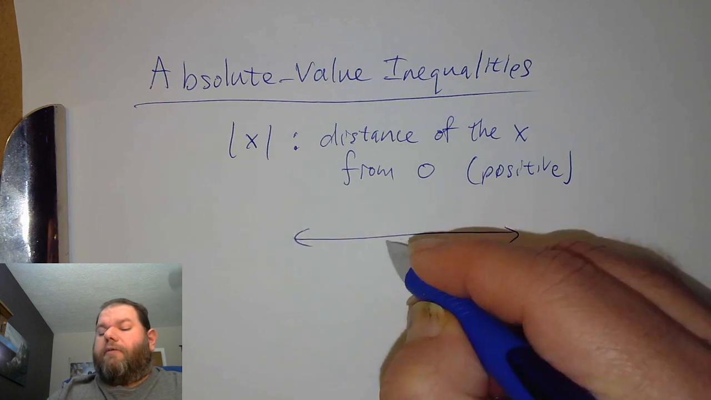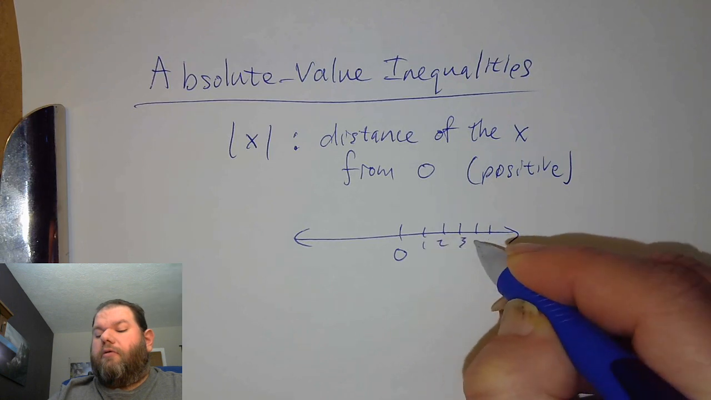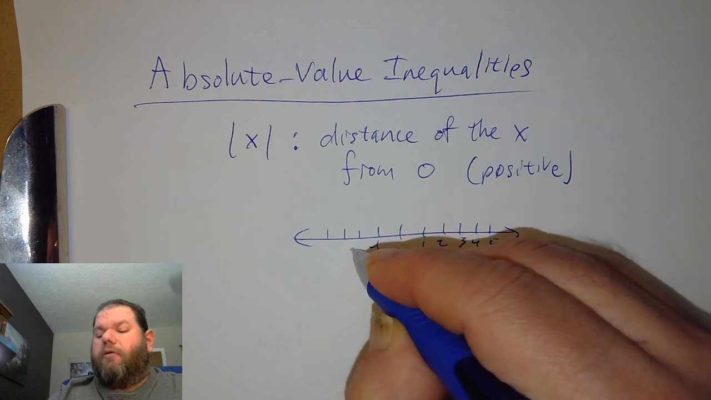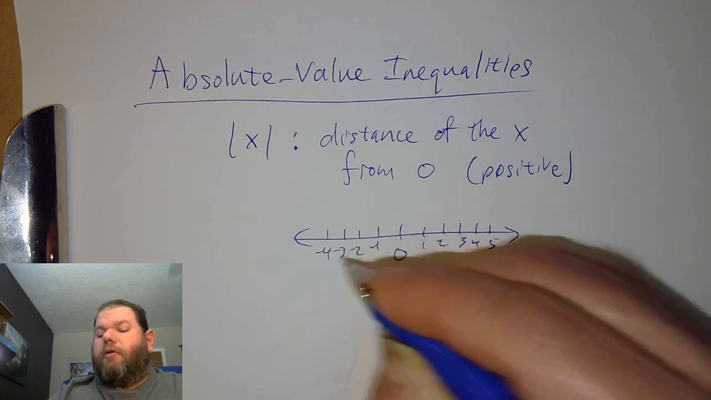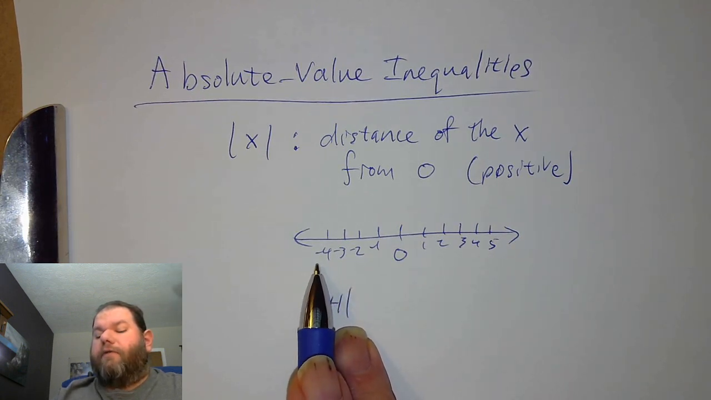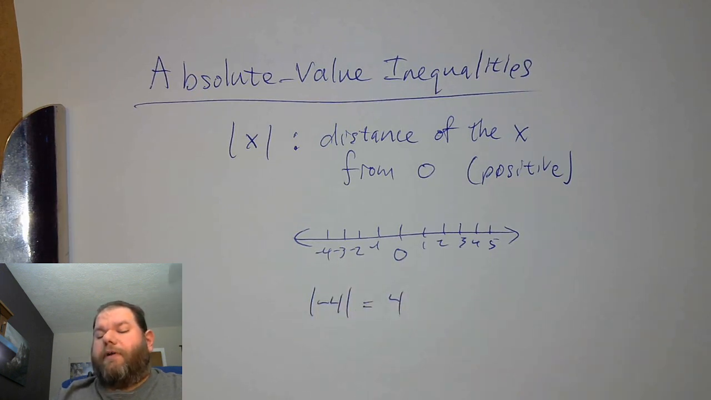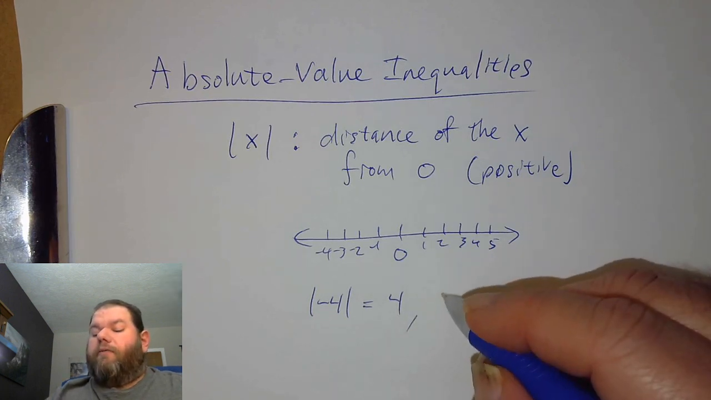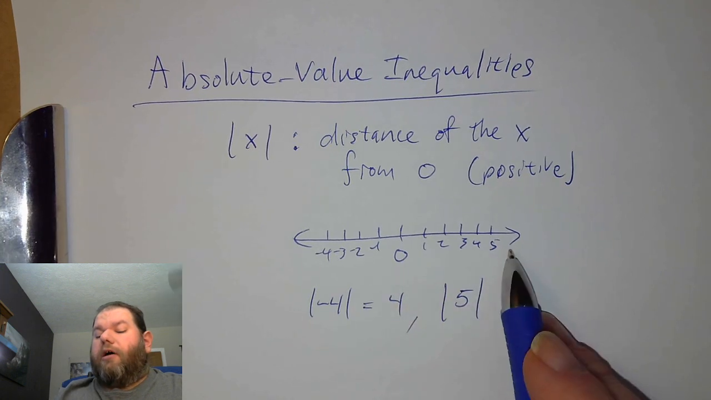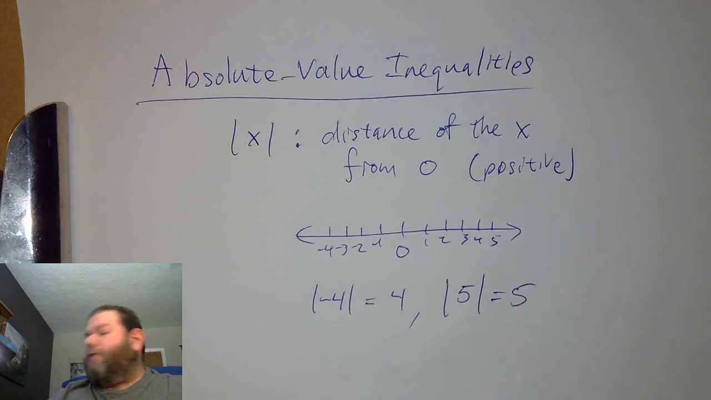If we look at, here's 0, the absolute value of negative 4, we're saying how far is it from negative 4 to 0? 1, 2, 3, 4 places. So it's an absolute value of 4. If we say the absolute value of 5, we're saying how far is 5 from 0? From 0, 1, 2, 3, 4, 5. So it's 5 places from 0.